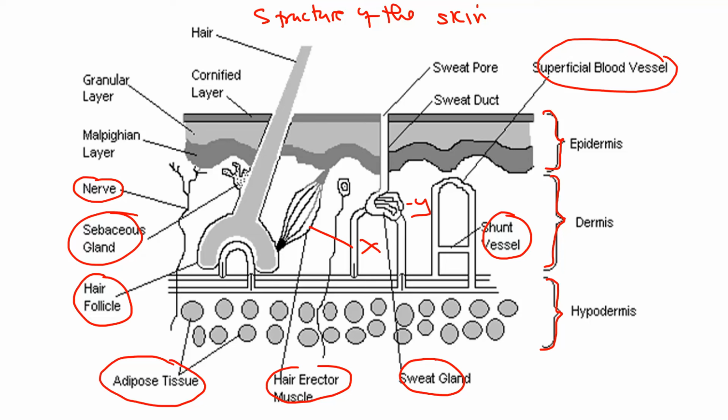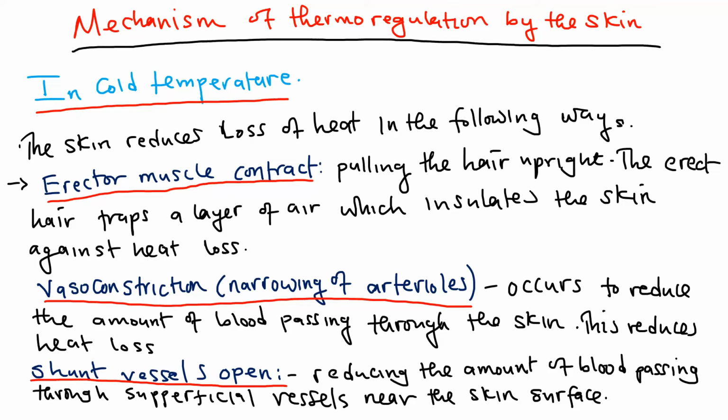You know that the sweat gland produces sweat. And as we look at temperature maintenance, you see the importance of the sweat gland. The hair erector muscle can contract or relax, and we will see how it helps in pulling the hair. So this hole is the hair, and this plays an important role in temperature maintenance. Then also the shunt vessels, you need to know how they work. The superficial vessels are very important. Let us focus now on the mechanism of thermoregulation by the skin. How is temperature maintained by the skin?